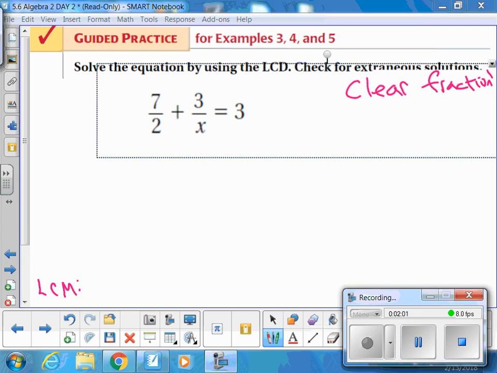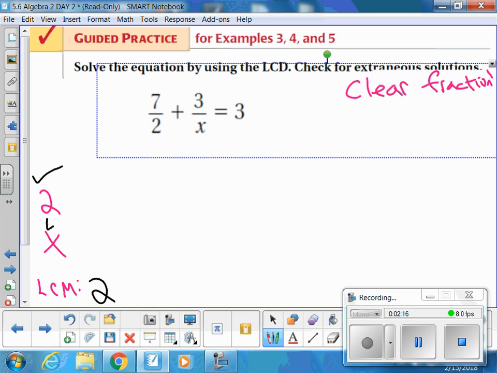All right, so our two denominators are 2 and x. Do I need to factor either of those? No. So easy. Check mark, check mark. Who's on your list? 2. Check mark. Who's on your list? x. So 2x is our common, least common multiple.